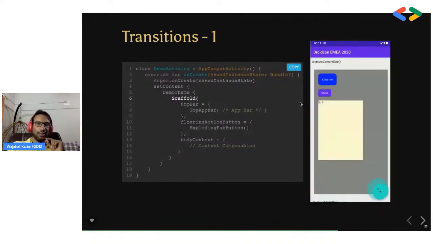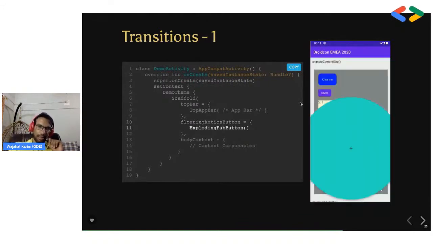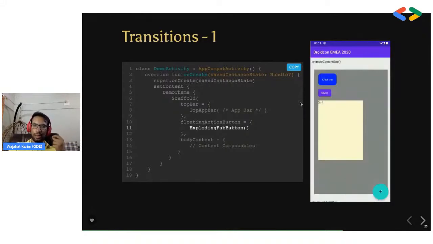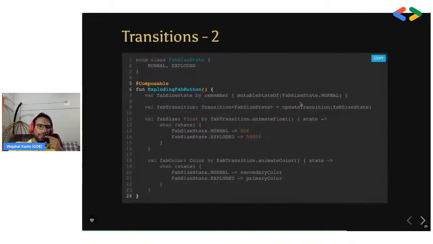Initially we have a Scaffold, and inside that we have a floating action button. I have defined a function, ExplodingFabButton. We will see what this method does. This exploding fab button defines the composable, and we will see how we can animate it. For that we need two states: one is normal and one is exploded. You can add more states and create more complex animations with it.